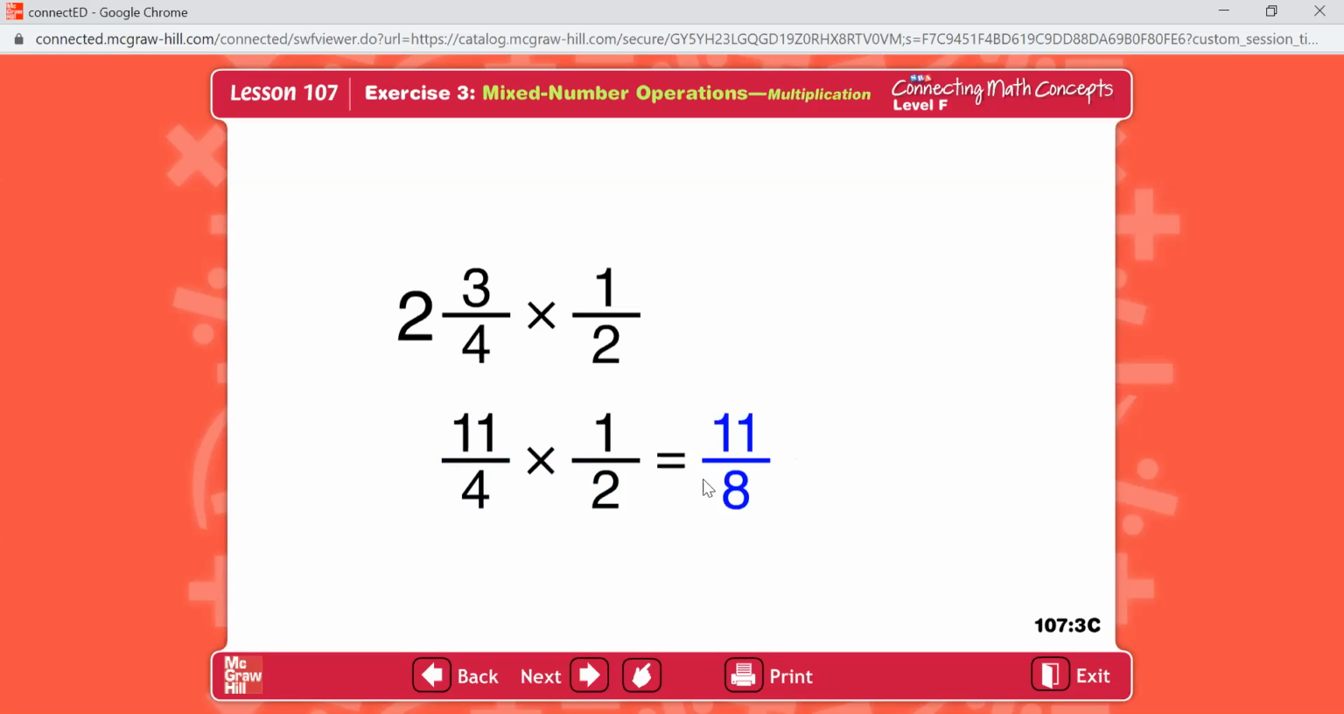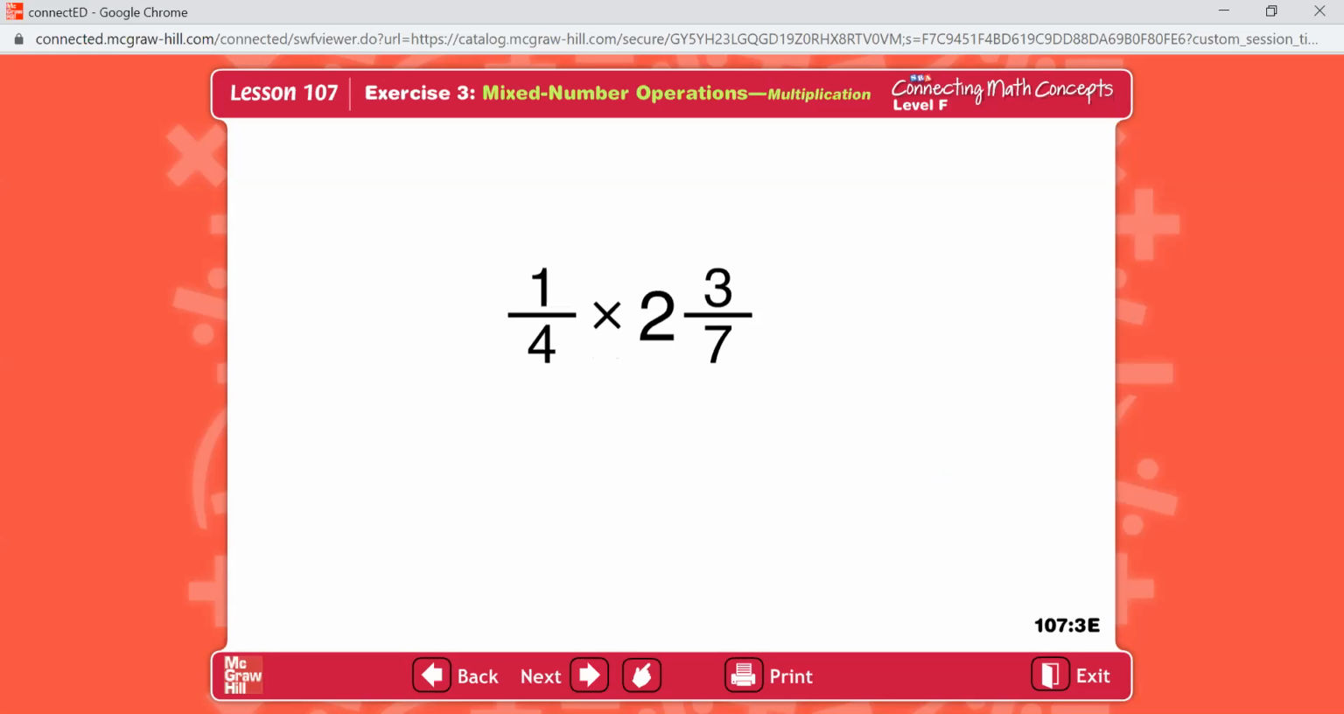Then we want to convert it back into a mixed number. This is top-heavy, and we want a whole number here, giving us 1 3/8. 11 minus 8 equals 3, which gives us our numerator. Denominator stays the same, and this goes in here. 8 goes into 11 one time. So 2 3/4 times 1/2 equals 1 3/8.